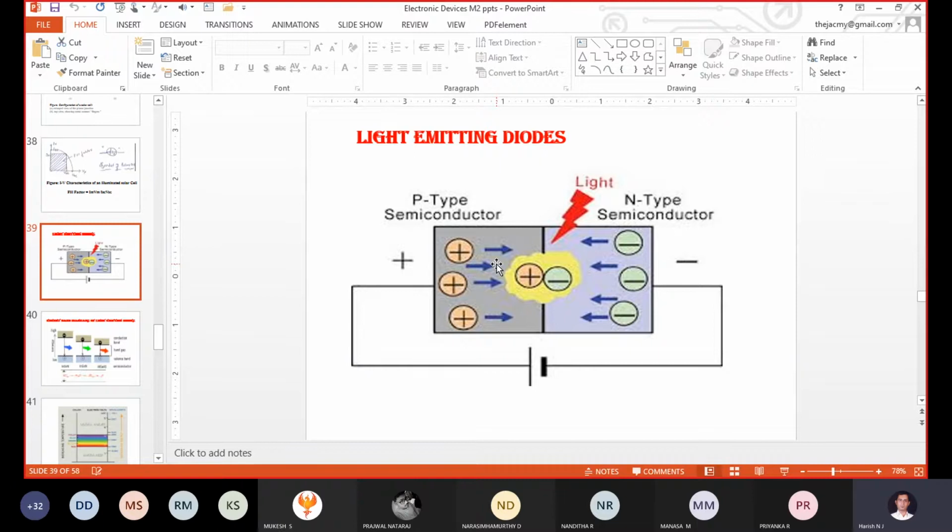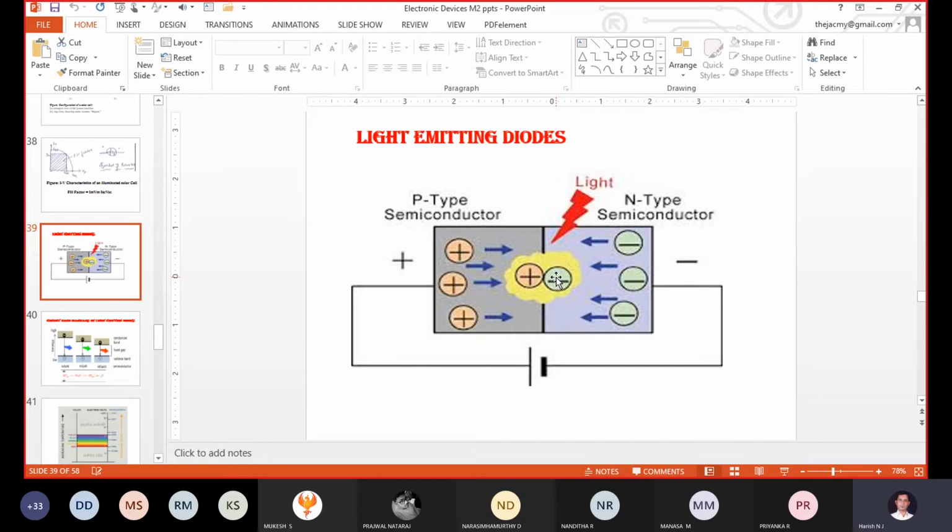When the recombination process happens, it will emit some energy outward. That energy is what we treat as light energy. So from this discussion, we got to know that due to the recombination process in the p-type as well as the n-type semiconductor, light is released, and that is what we call a light emitting diode. This is the concept of how the LED works.